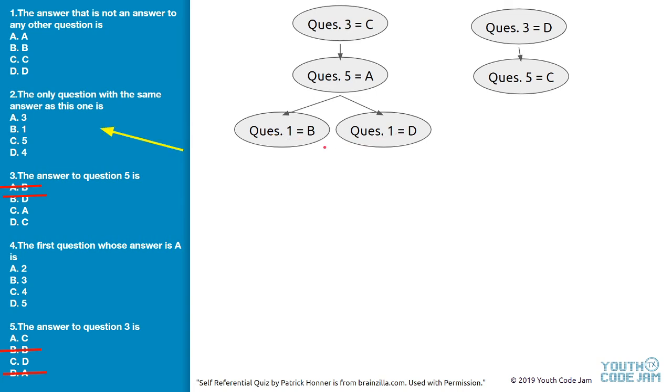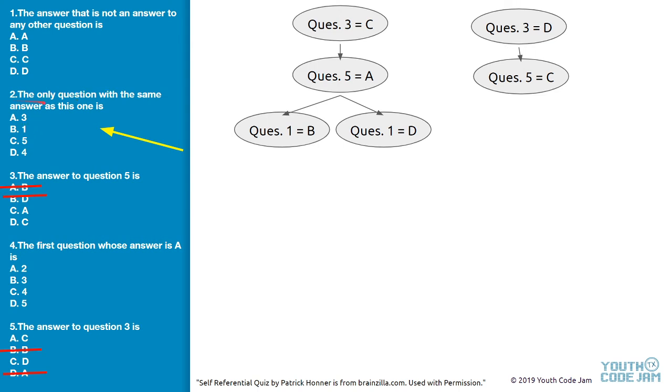Now let's look at question 2. The only question with the same answer as this one is, let's see. So let's look at this side of the tree first. Follow this one path of arrows all the way down. So the only question with the same answer as this one. What if our answer was A? So that would mean the only answer with the same answer as question 2 is number 3. So they would both have to be A. But question 3 is not equal to A, so that's not going to work.